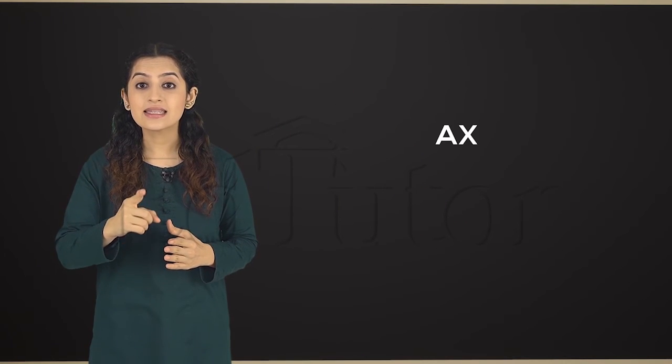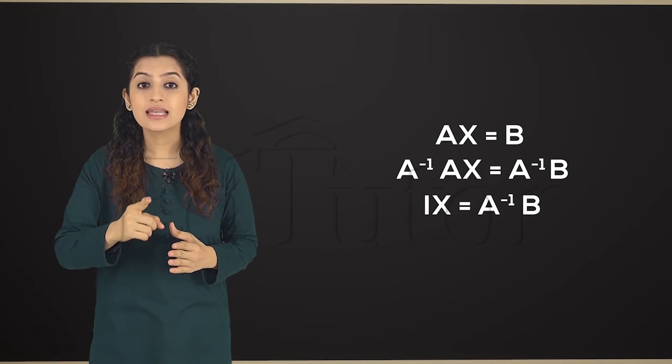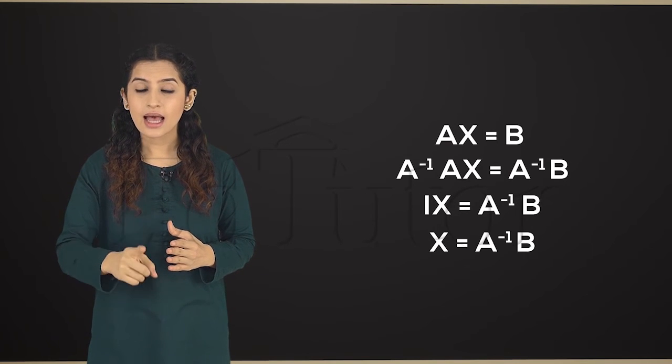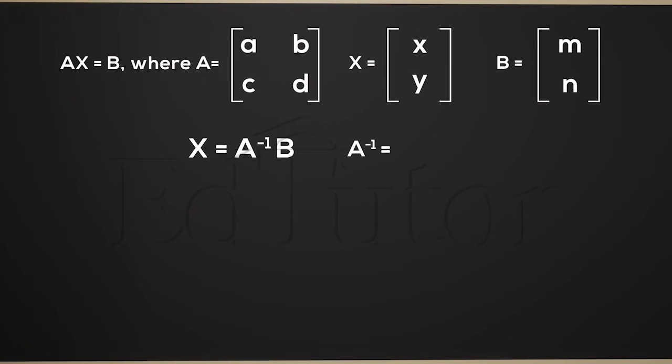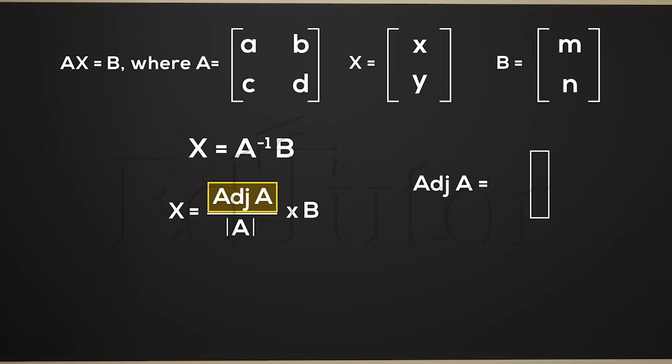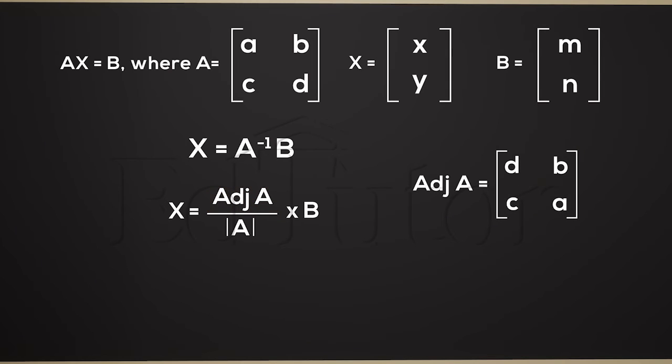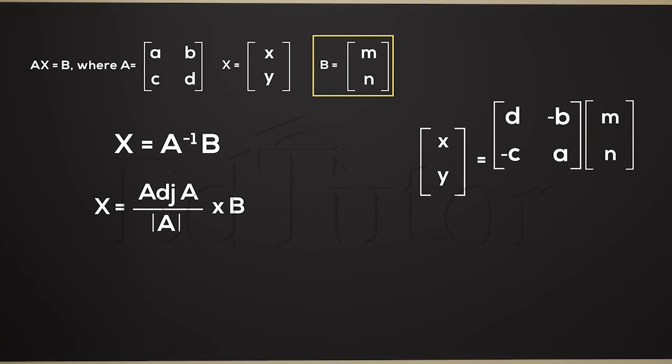We had this Ax equals b, which can be converted to this x equals A inverse b, as we did previously. Now, the inverse of A is the adjoint of A divided by the determinant of A. So, x becomes this. Ignore the determinant right now and find the adjoint of A by interchanging the diagonal entries and changing the signs of the other entries. Then, put this adjoint and the matrix B in the formula. The determinant of A is placed as it is.